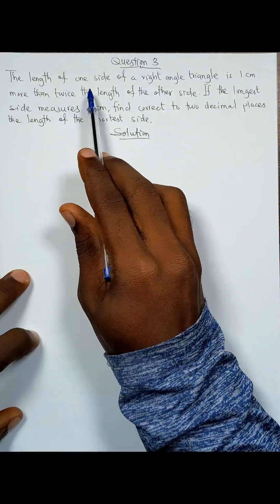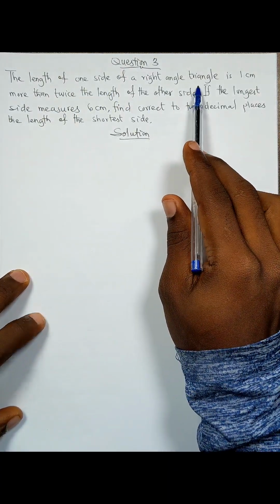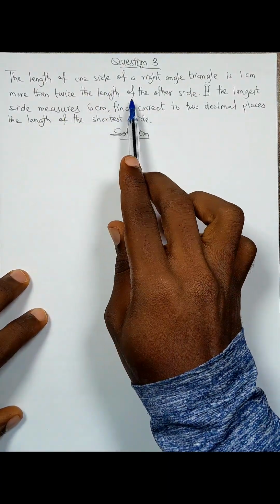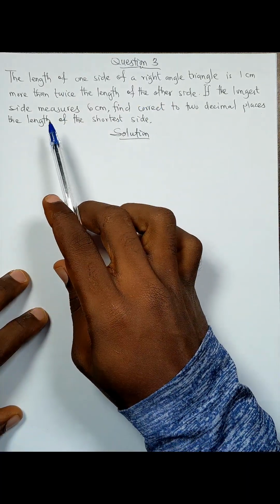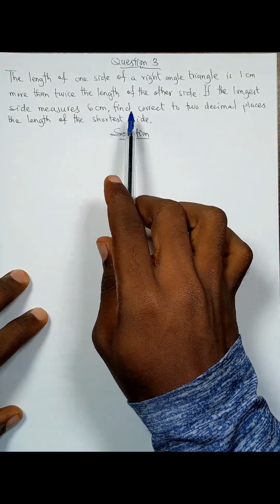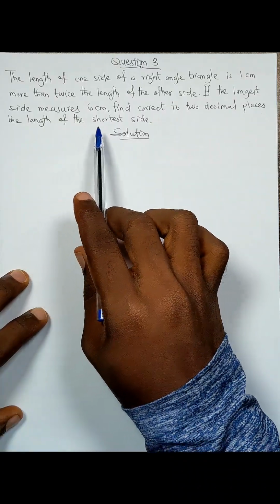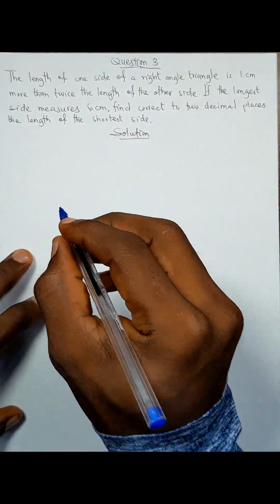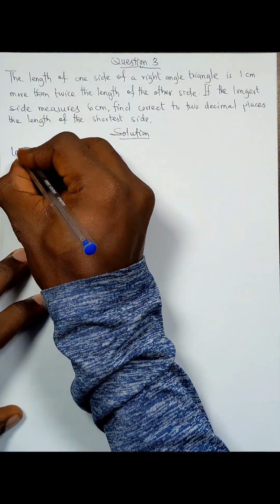The length of one side of a right angle triangle is 1 centimeter more than twice the length of the other side. If the longest side measures 6 centimeters, find correct to 2 decimal places the length of the shortest side.